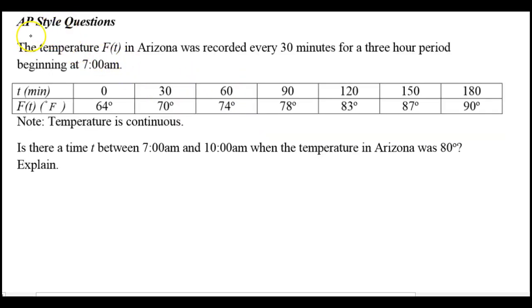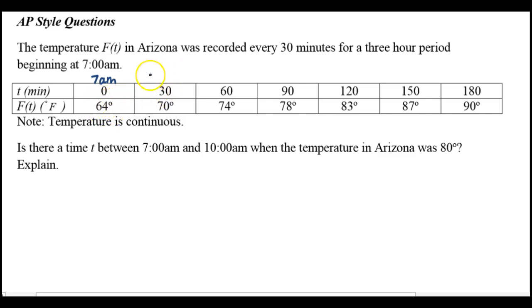Alright, let's take a look at some AP style questions that deal with the intermediate value theorem. So we're told the temperature F of T in Arizona was recorded every 30 minutes for a 3-hour period beginning at 7 a.m. So here's this table of data where T is in minutes after 7 a.m. So that means that 0 is exactly at 7 a.m. So we can say 0 corresponds with 7 a.m. And so every 30 minutes, the temperature was recorded. So F of T we can see is in degrees Fahrenheit. So at 7 a.m., or at time 0, because that's when we began recording information, the temperature was 64 degrees.